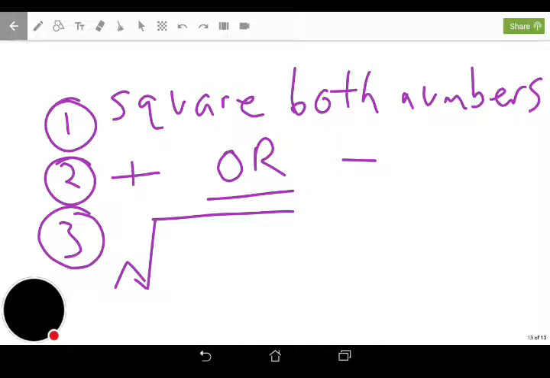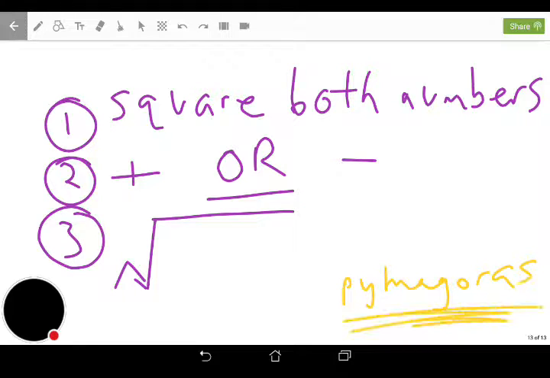So when we're looking at Pythagoras, and we're using two lengths of a triangle to find a third length, the first thing we do is square both numbers. We decide if we're going to add or subtract, depending on whether it's the longest side or the shorter side, and then finally we square root our answer.